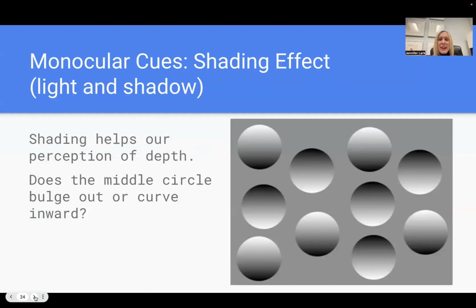Lastly, we look at shading in terms of trying to create light and shadow in terms of depth perception. Shading helps our perception of depth. Look at the middle circle. Does it seem to bolt out or curve inward? Your answer to that is going to depend on the shading, the light and the shadow that's indicated there.